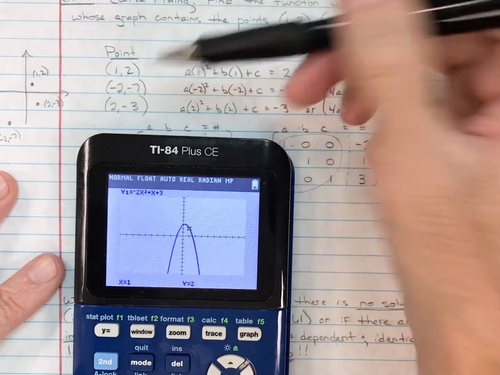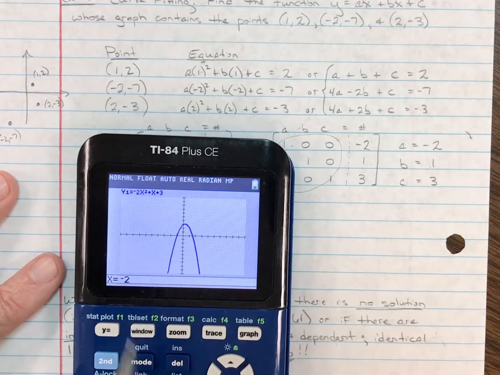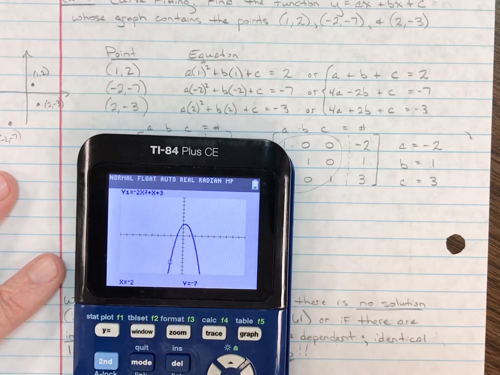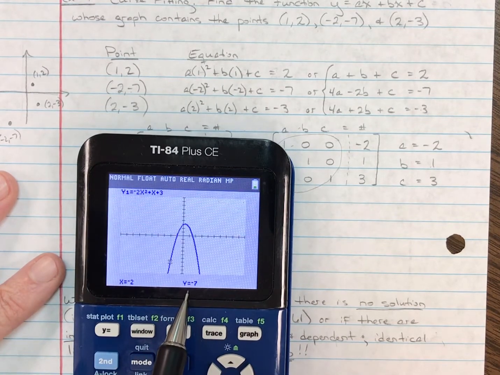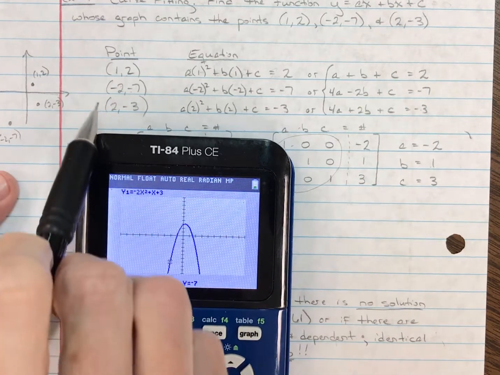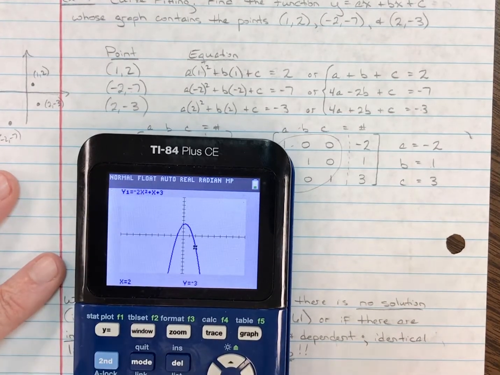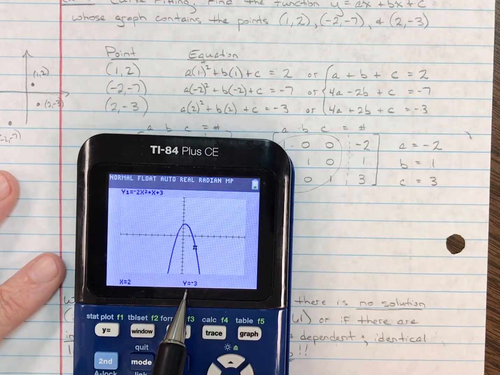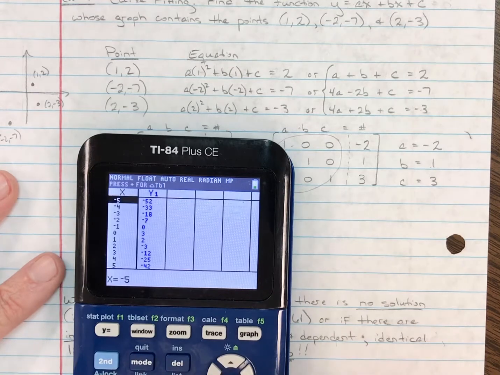Let's check the point (-2, -7). Let's put in -2 for x and press enter. Sure enough, out came -7, so that's on the curve. And let's put in the point positive 2, and we should get -3 out, and it's right here using our trace. We could also, of course, go to our table and see these points as well.